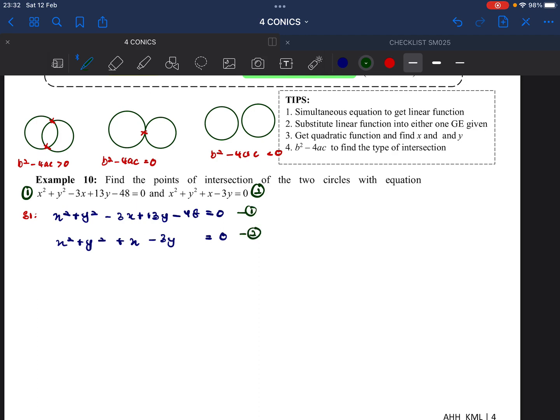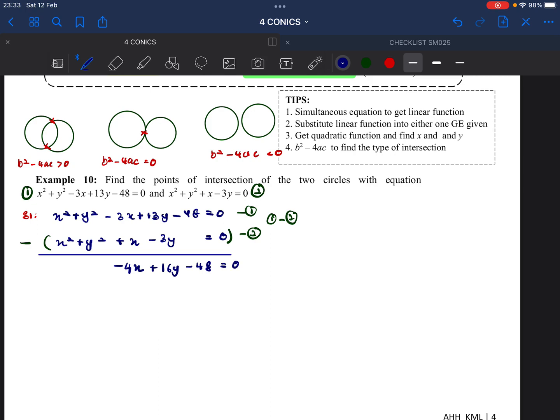What we are going to do here is subtract, equation 1 minus equation 2, so we are going to subtract everything. Let's write that down: equation 1 minus equation 2. We have x square minus x square, you get 0. Y square minus y square, you get 0. Minus 3x minus x, we get minus 4x. And here we have 13y minus negative 3y, so that will get us positive 16y. Negative 48 minus 0, we have negative 48 equals to 0.